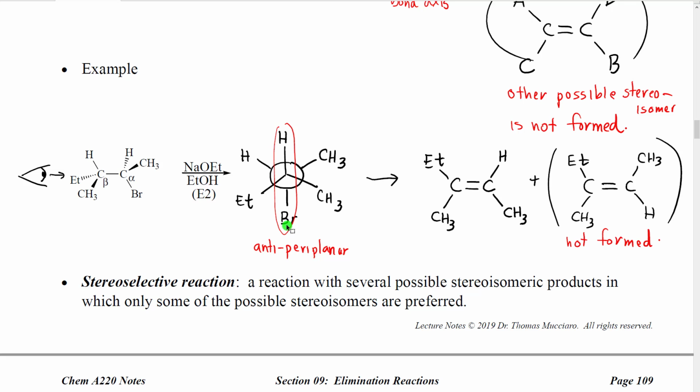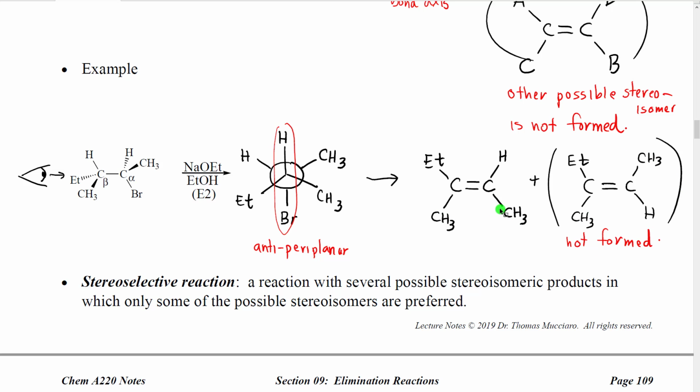If we then imagine doing the E2 elimination using these conditions, we would remove this hydrogen, and a pair of electrons would force its way down in between the two carbons depicted at the center of the Newman projection. You would push out the bromine, these groups would all flatten, and looking at it from one side, we would have ethyl and hydrogen aligned on one side of the bond axis and methyl aligned on the other side of the bond axis. So this would be the only product that we should expect to be formed.